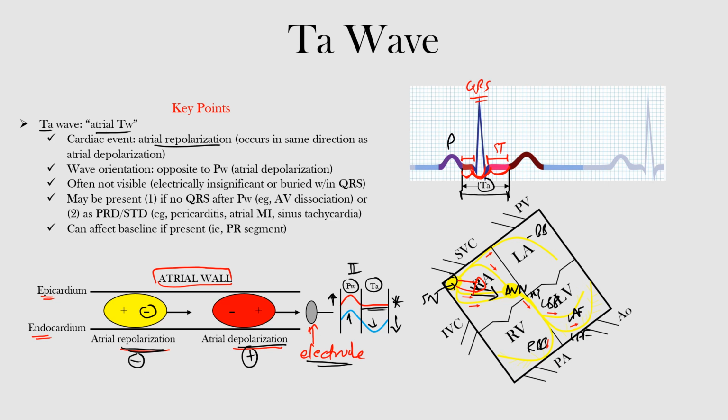Now, another thing to be aware of, after much debate, is that the PR segment has now been considered the reference point when we determine ST depression or ST elevation. And as a result, if the TA waves are present, you can see how it would affect the PR segment and even the ST segment, all right?